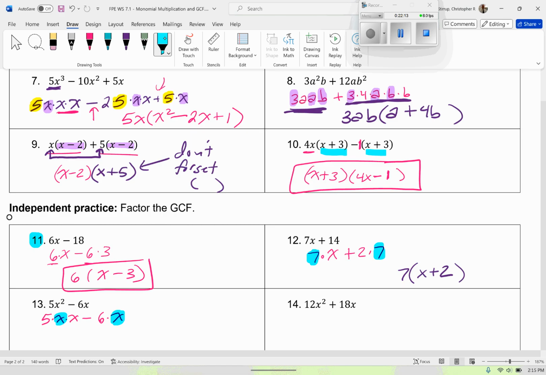Can I also do it like this one? Did you get the same answer as me? Yes, you can. Wait, for 11? No, you can't do that, because you see this 3? I can still factor a 3 out of both of those. Oh, okay. All right. Bring it back.